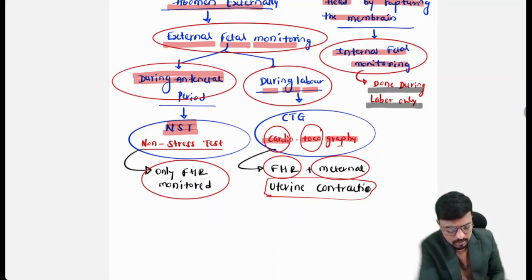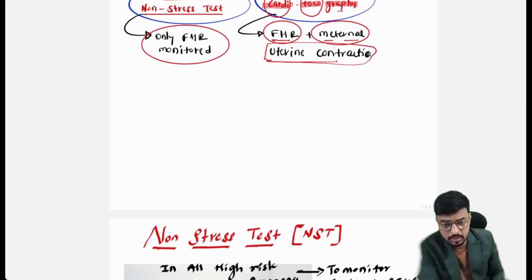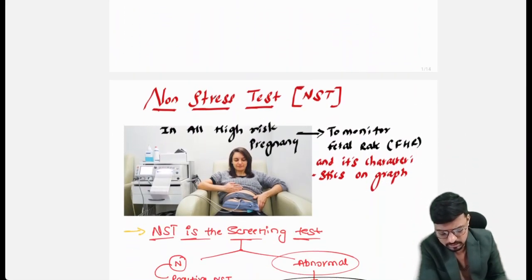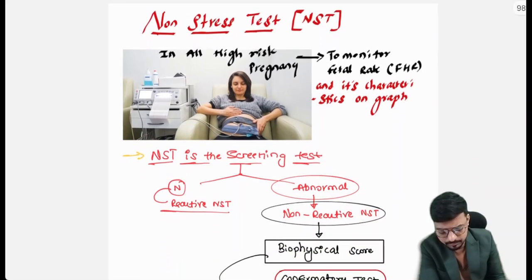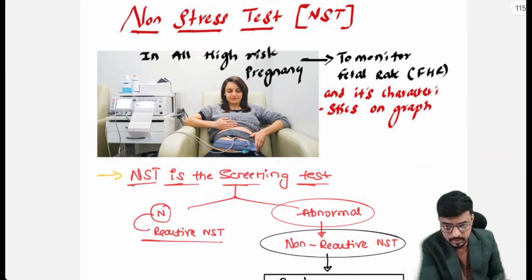So here we have to do the cardiotocography. Cardio means we are monitoring the fetal heart rate, along with that toco means we are monitoring the maternal uterine contractions. This is the very important thing we have studied till now. I hope there are no doubts regarding this. Now I will start with the non-stress test, which is very important.